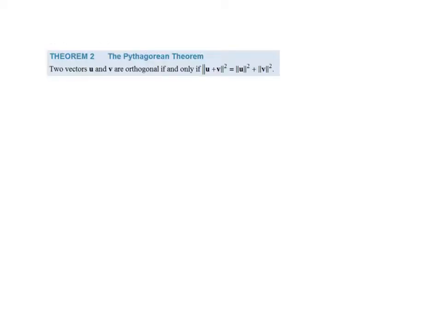Add a little bit more to the concept of orthogonal. We get to talk about the Pythagorean Theorem, something that you've heard about probably every year since middle school, right? When you get introduced to the Pythagorean Theorem, it still applies in linear algebra. Two vectors are orthogonal if and only if the length of u plus v squared is the length of u squared plus the length of v squared. That's what the Pythagorean Theorem looks like in linear algebra class.